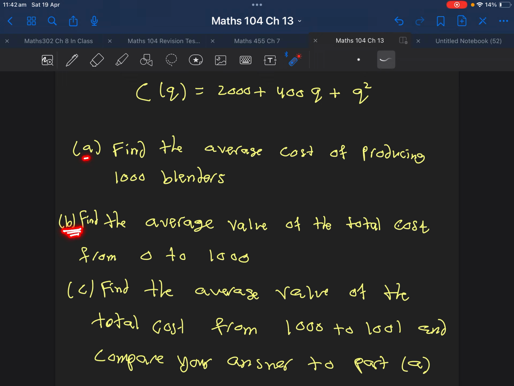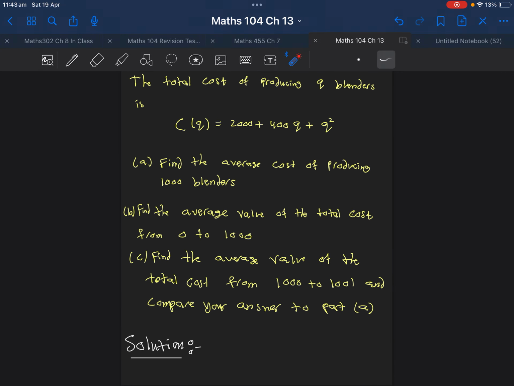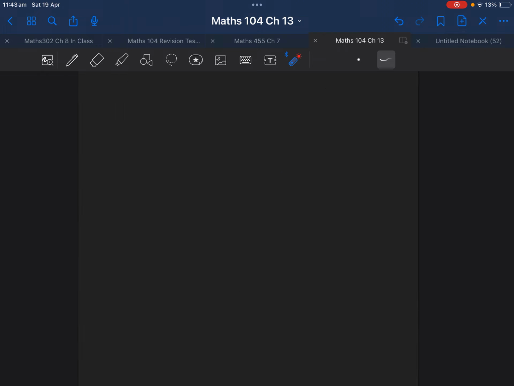Question part B is the same as question part A, but here I have from to, which means I will use the integral here. So that's where we will use the integral in that question. So here we have to do first part A. So let me just do part A first. Remember, the difference is in part A, I have only one number for Q.